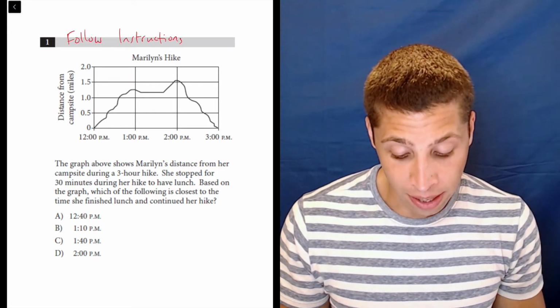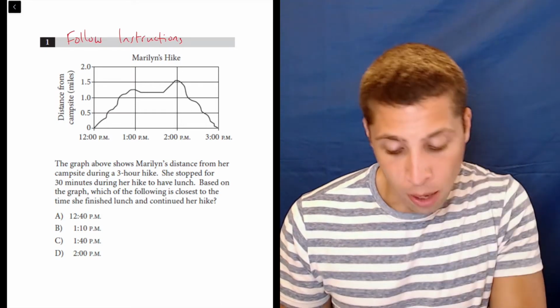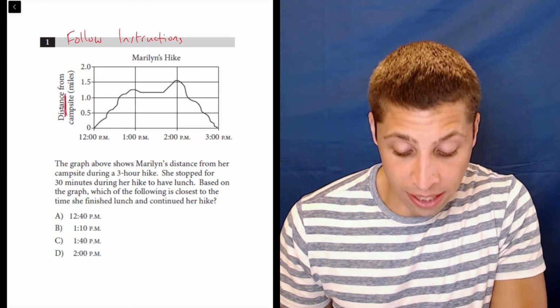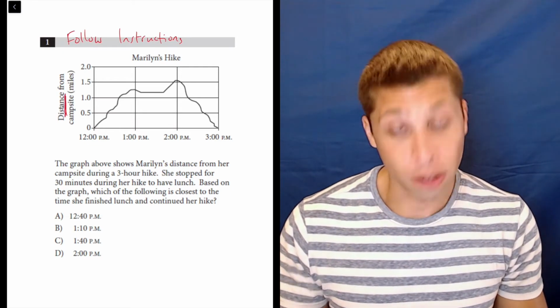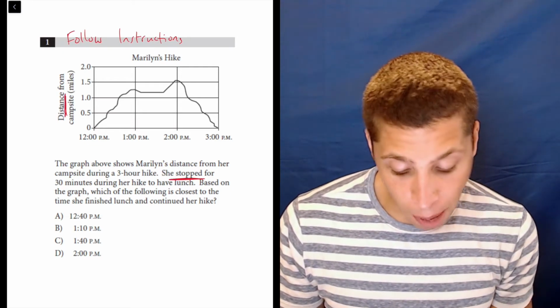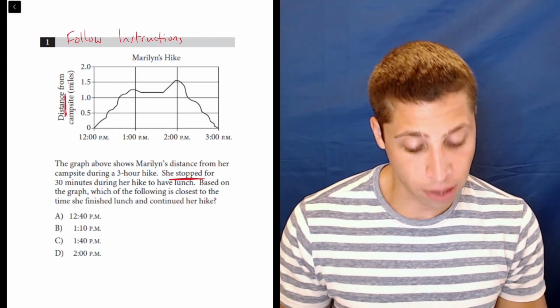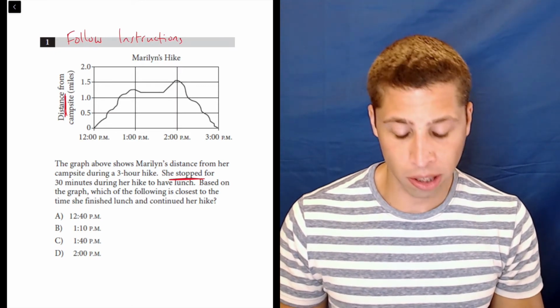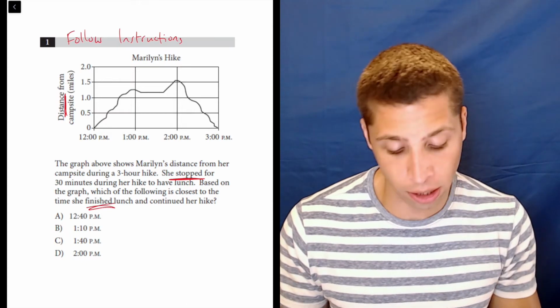So in this case, they talk about Marilyn, and the y-axis tells us the distance from her campsite during a 3-hour hike. She stopped for 30 minutes during her hike to have lunch. Based on the graph, which of the following is closest to the time she finished lunch and continued her hike?